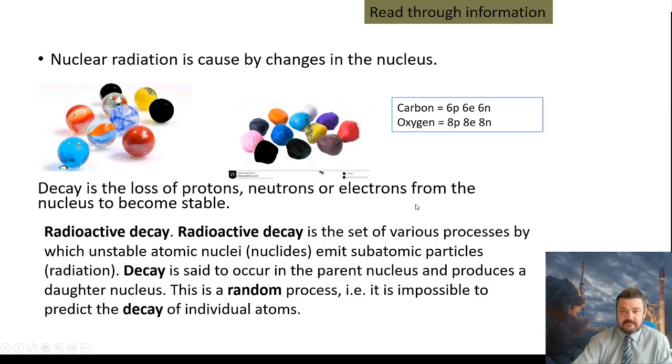Now, if we take a carbon-14 atom, in the nucleus of a carbon-14 atom, we have 6 protons, but we have 8 neutrons. Now, what the atom will do is go through radioactive decay to make it balanced, to make it have 6 protons and 6 neutrons.